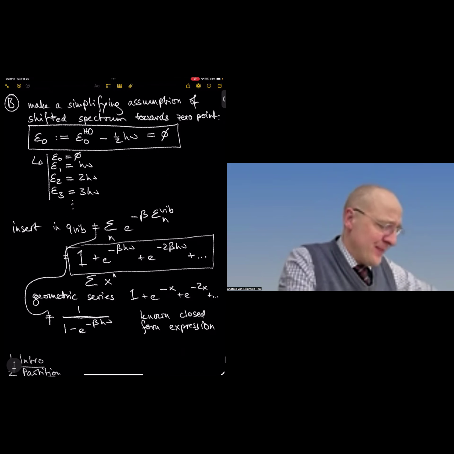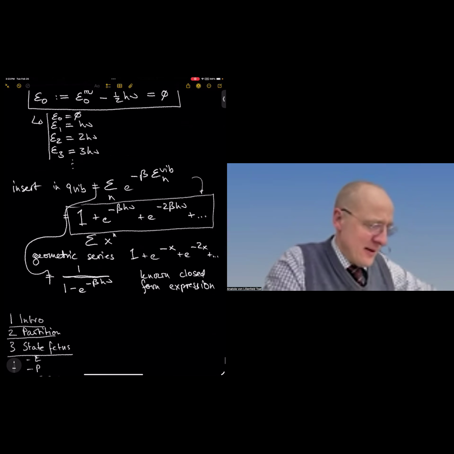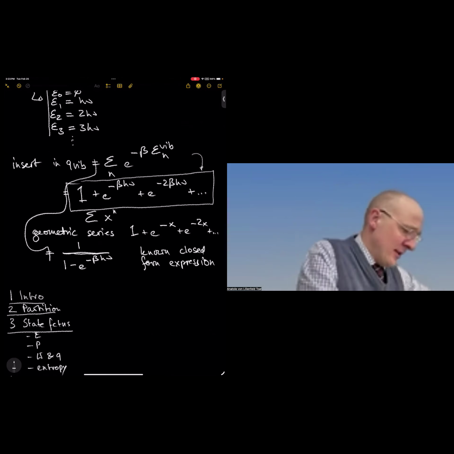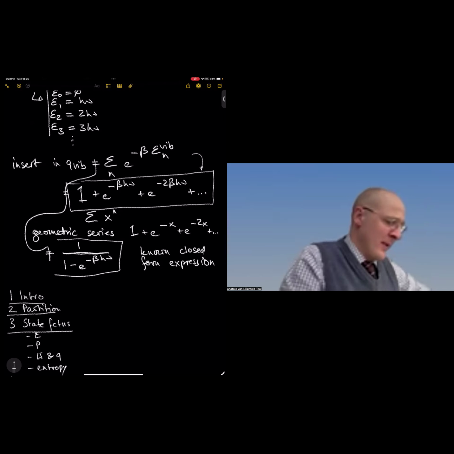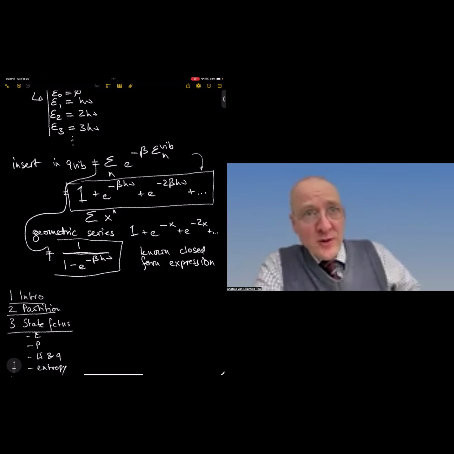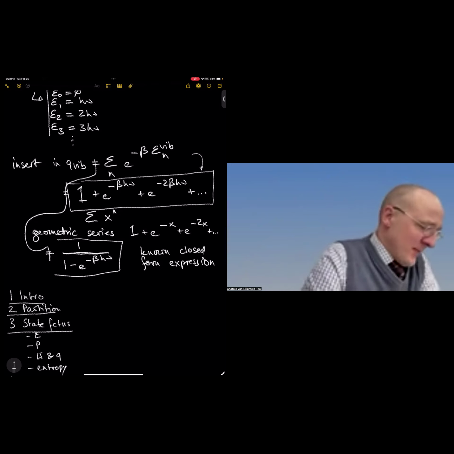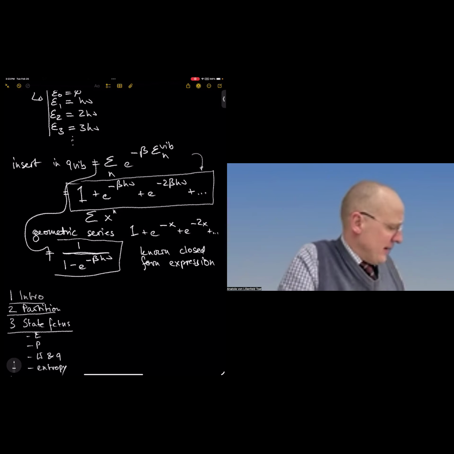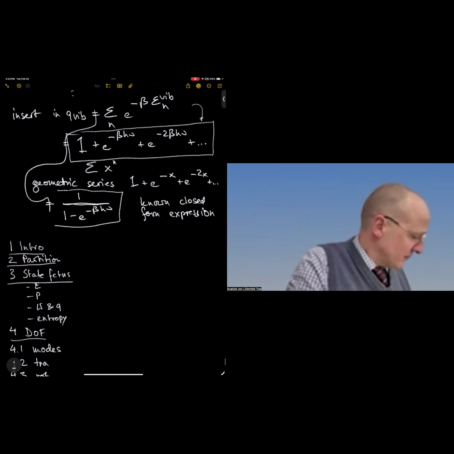Once you do that, your partition function can take the series form, a geometric series, and there's a closed form solution for this, right? Which you see down here. So 1 over 1 minus e to the minus beta h nu is the vibrational contribution to the partition function.